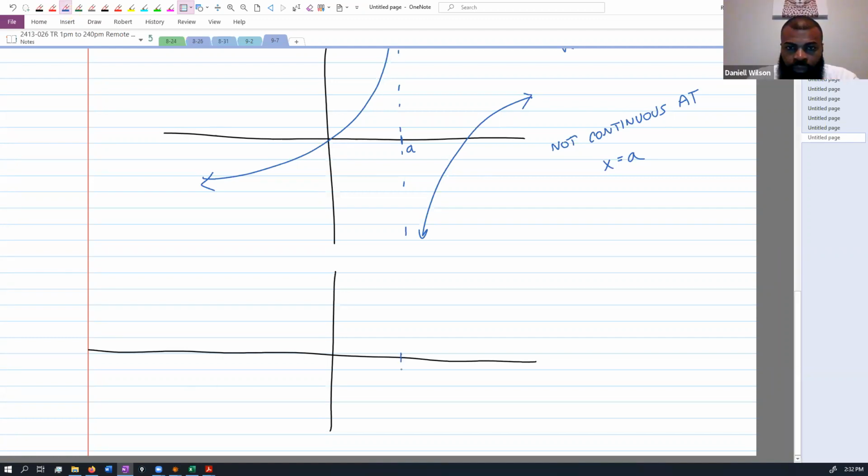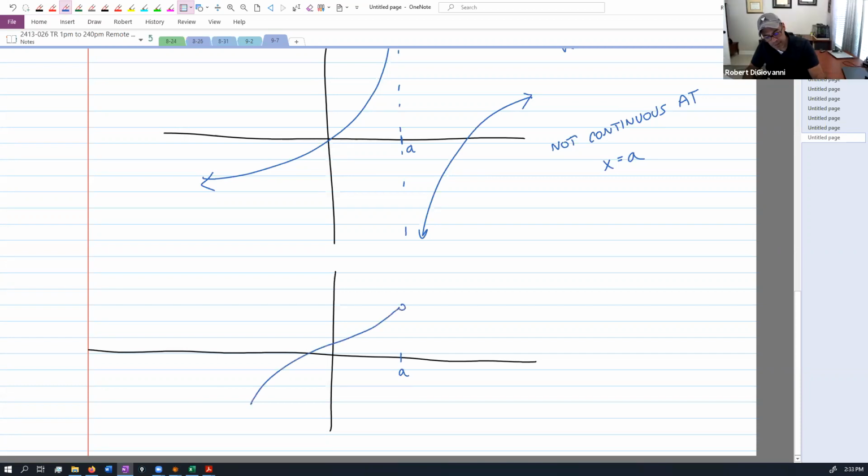Okay, so how about, I think I understand what you're saying. Let's say we go to some point A, and then from the left, you have it coming in here, but then from the right, it's coming in somewhere else, like that. Yes, right. This would be a jump or a break in the graph, right? Anytime we have a break or a jump, I could not draw that without picking up my pencil.